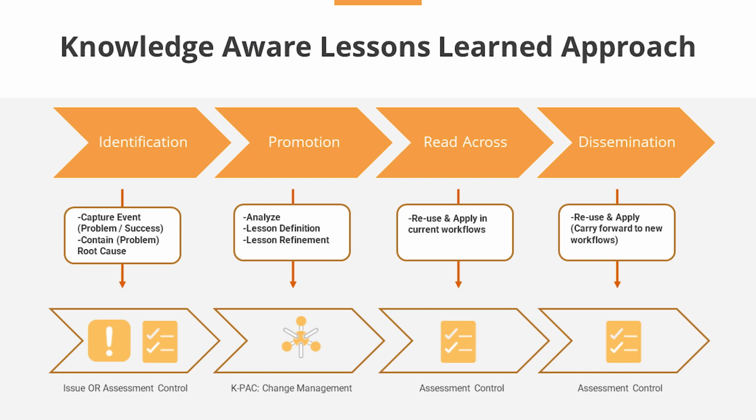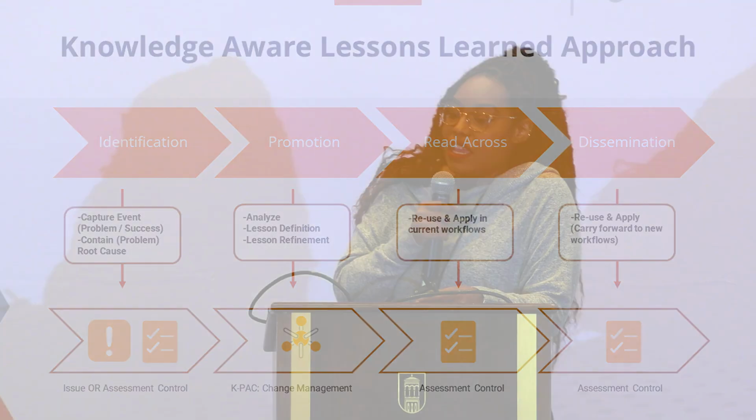Once you have this active lesson learned KPAC in your lesson learned community, the next step is to read across and use that KPAC to read across in other assessment controls or in existing assessment controls to determine if that lesson needs to be applied, if it needs to not be applied, or if it's in process of being applied. And in our lesson learned community, using assessment controls and analyzing these lesson learned KPACs, we're able to make those determinations and further determine if this lesson learned will be applicable to the product at hand.